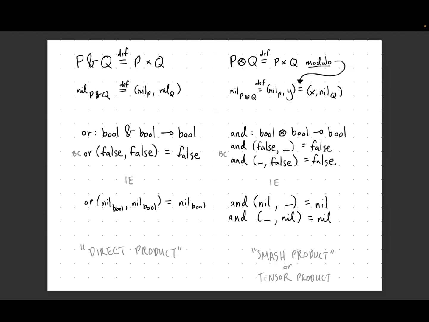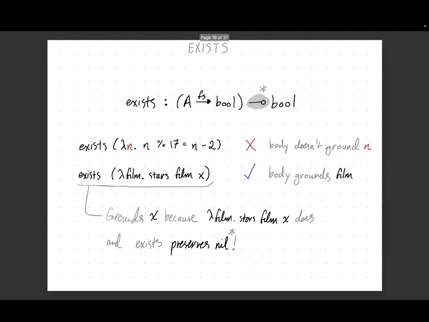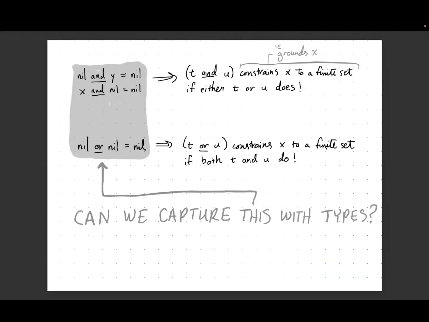So these are precisely the two kinds of functions that are interesting to us on two arguments. The ones that preserve the direct product and the ones that preserve nil out of the smash product. And so these capture the different grounding behaviors, right? If you see a function out of the tensor product, it grounds like and does. It grounds a variable if it's ground by either of its arguments. If it's out of the direct product, it only grounds variables like or does. It only grounds those that are ground by both of its arguments.